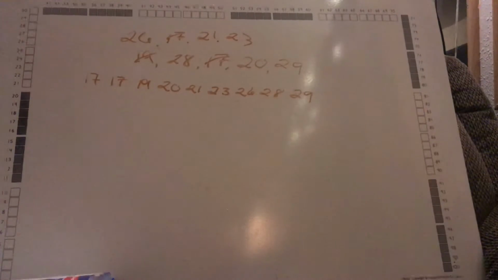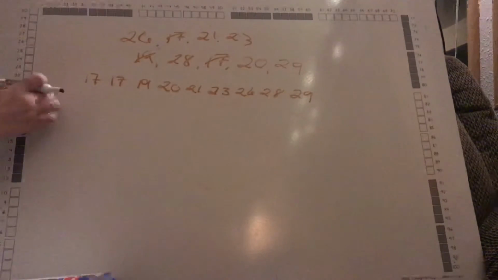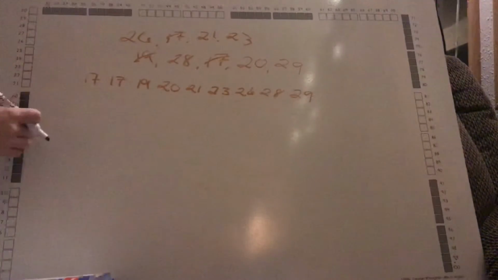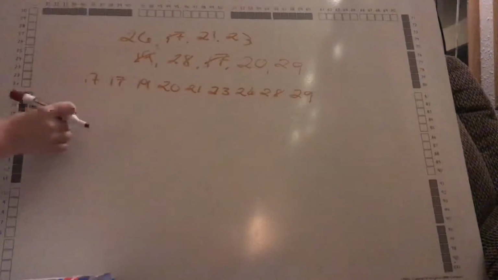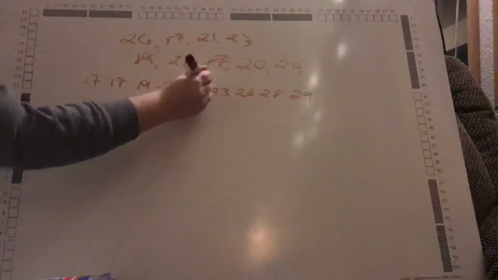Okay, so the very first thing we're going to do is find our median. And the median is the middle number. So we have an odd set of numbers. So we have 9 numbers, so we're going to have 4 on each side of the median. So 1, 2, 3, 4. There's our median.